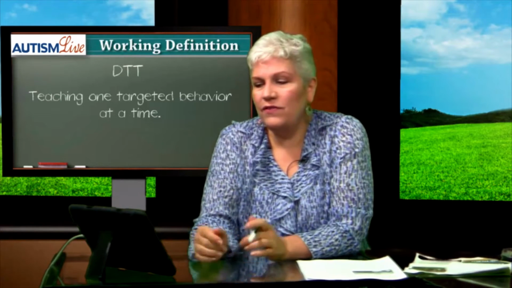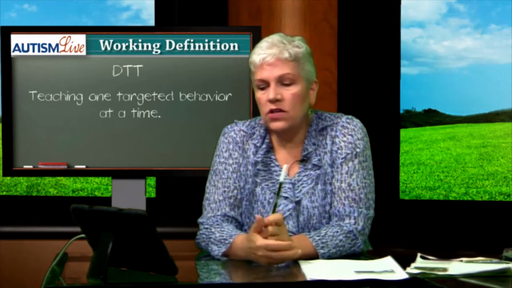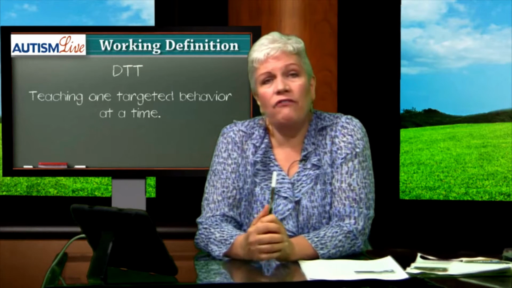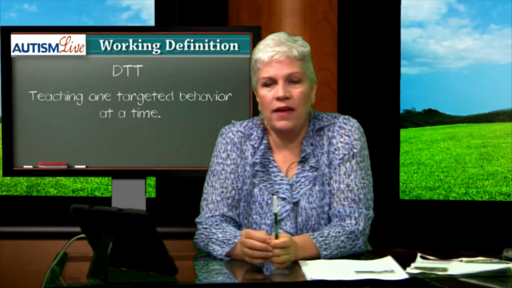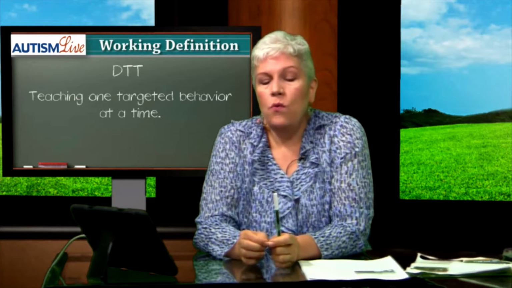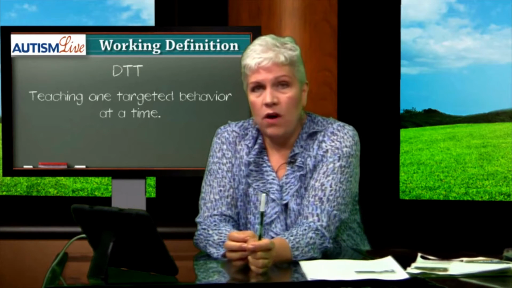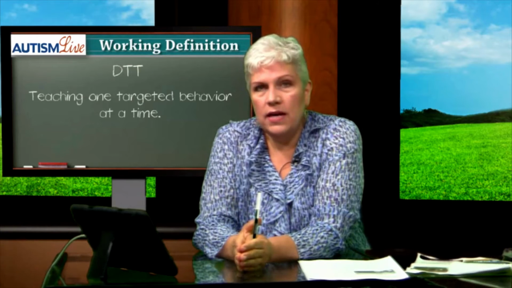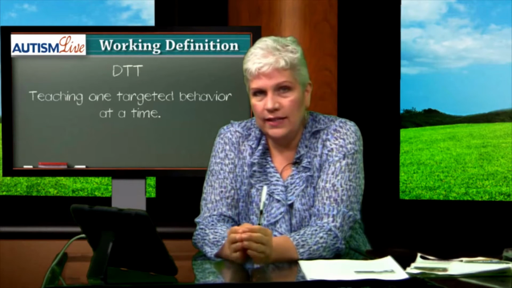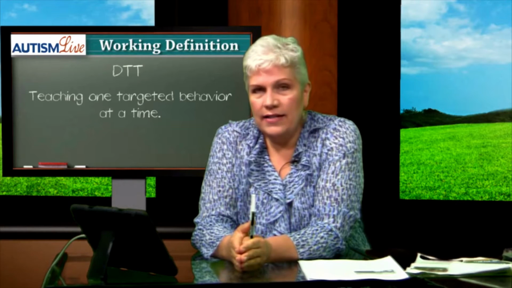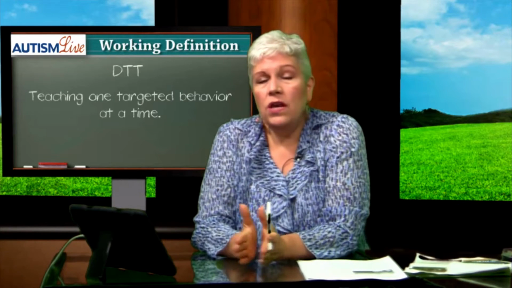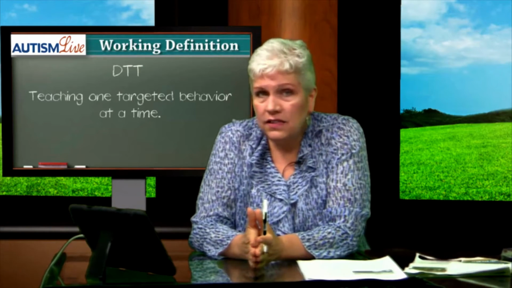All right, let's look at our working definition. DTT, teaching one targeted behavior at a time. Okay, DTT is a really effective way of teaching something when the learner is having a hard time grasping it, because what it does is it pares it down into one tiny little moment at a time. And it isolates that moment and allows you to teach it in a very clean way in which something happens, the targeted behavior is done, and then there is reinforcement immediately. We know that this is a very effective way of beginning to teach something.